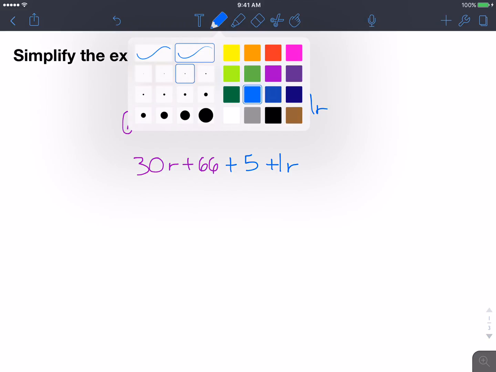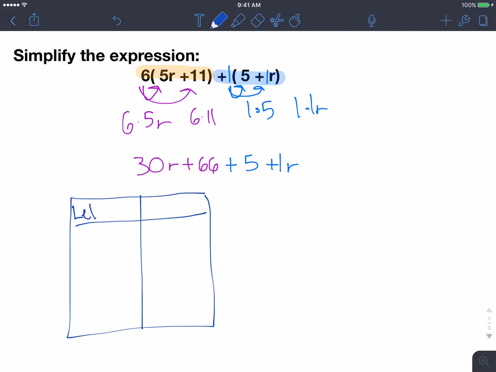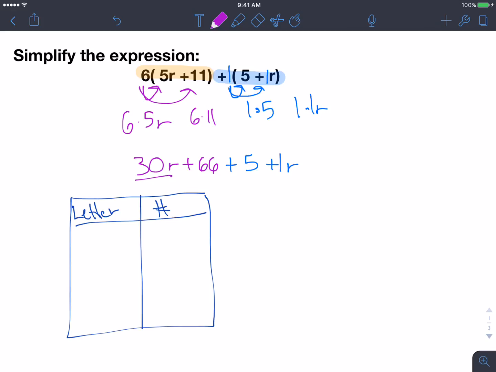Now I need to combine like terms. I'm actually going to combine like terms a little bit different than I have in the past. I'm going to go ahead and draw myself a box and split it up. My letters and with numbers will go here, and just my numbers will go here. So I'm going to go ahead and put this 30R in my letters box. I'm also going to put that 1R in my letters box. My 66 will go in my numbers box, and my 5 will go in my numbers box.